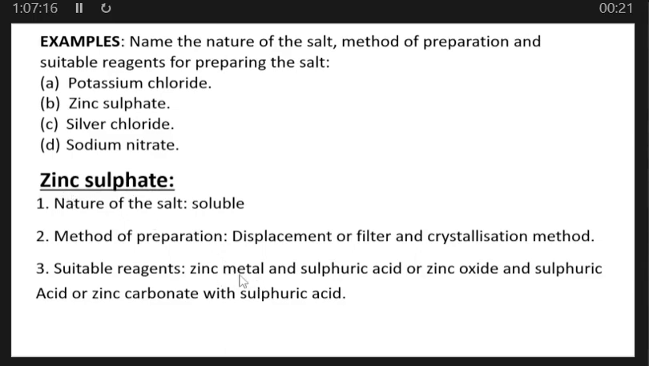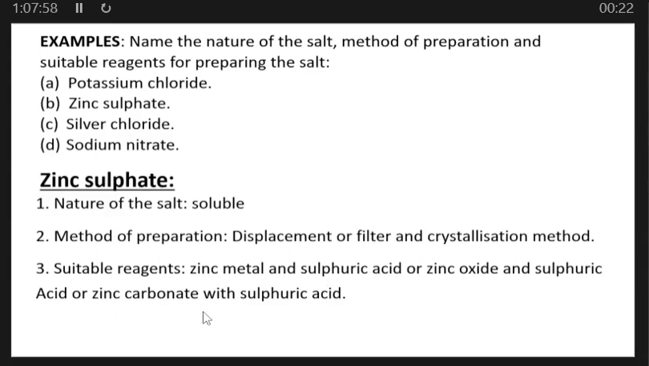zinc metal. Or here we have the zinc oxide. So in this zinc oxide, zinc will be provided there, and sulfuric acid will provide the sulfate. All right, or zinc carbonate. In this zinc carbonate, it can provide the zinc, then the sulfuric acid can provide the sulfate. So notice the other reactant is almost the same: sulfuric acid. Then the other reagent is different, either zinc metal or zinc oxide. It could be zinc hydroxide as well, or zinc carbonate.